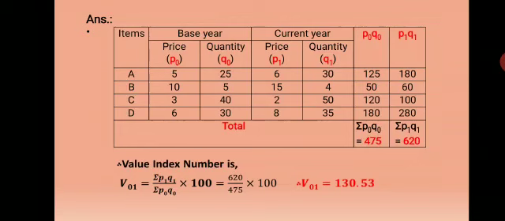Therefore, we have the value index number formula, that is V01 is equal to summation P1 Q1 divided by summation P0 Q0 into 100. Here summation P1 Q1 is 620 divided by summation P0 Q0 is 475 into 100. After the simplification, we will get the value index number as 130.53.